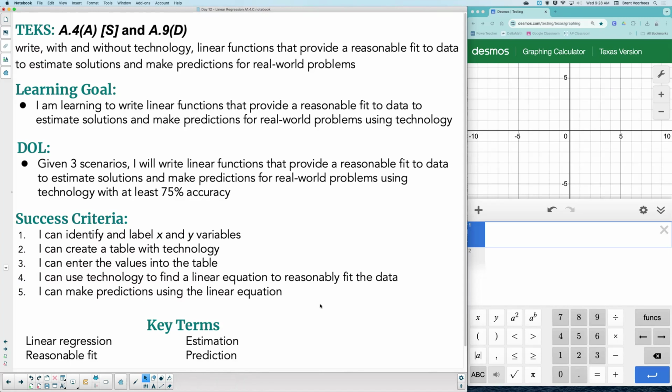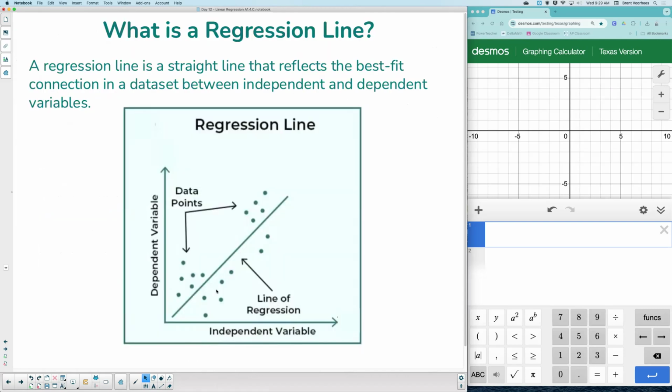So today you can look back over this later on, but ultimately what we're going to do is identify X and Y variables. We're going to create a table with technology. We're going to type in those values and use technology to find the linear equation. And then finally at the end, we'll predict using that equation. So let's get started with what we're doing today.